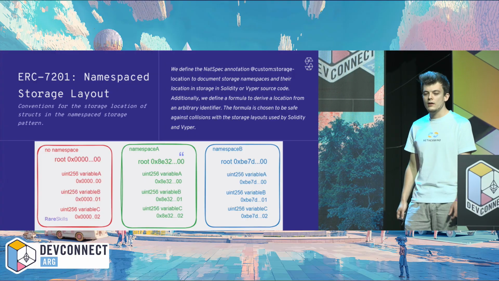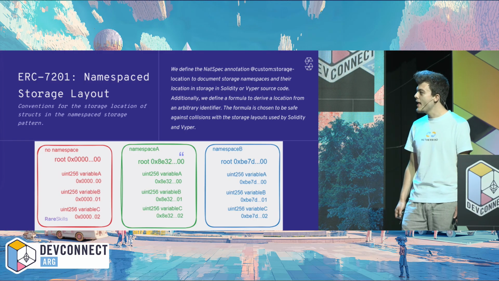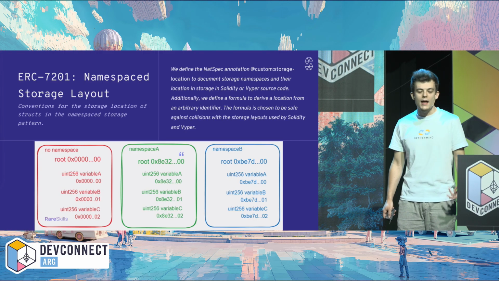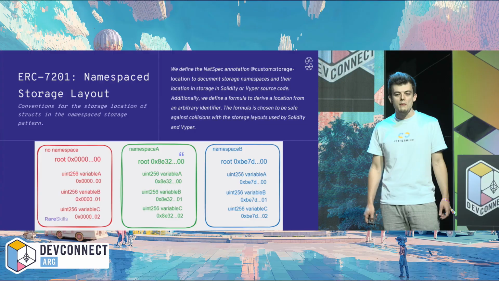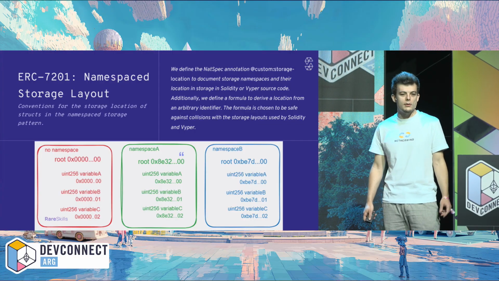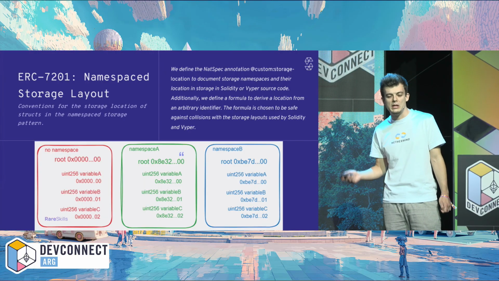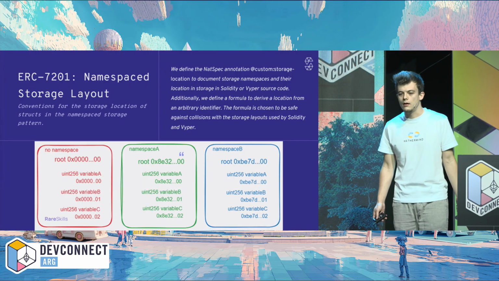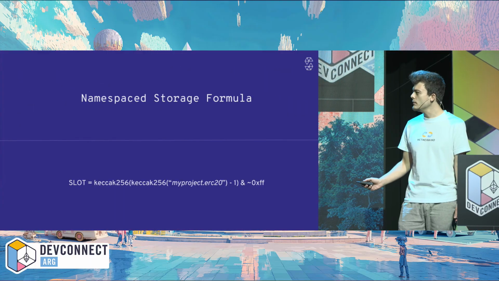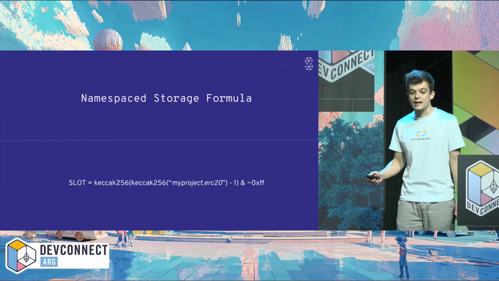But then we also have ERC 7201, which is namespaced storage. This one has been used more consistently, I would say, and adds some additional features and is generally more used. But it's quite comparable to diamond storage, and they're both doing very similar things. We're going to focus on this one as an example, but everything we do could also be done with diamond storage. So this one has a slightly different formula.